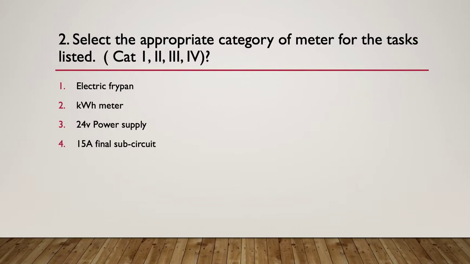Two, select the appropriate category for the meter for the task listed. So if you are testing an electric fry pan for its conductivity, maybe you are checking out the operation of a kilowatt hour meter. Three, testing a 24 volt power supply, or finally four, a 15 amp final sub-circuit. I pause here.